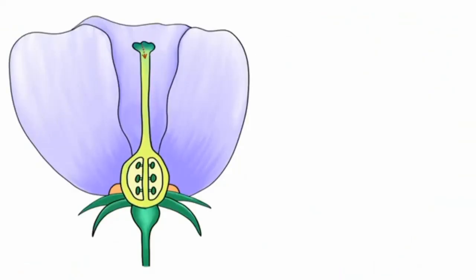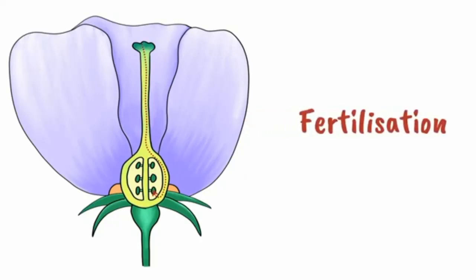The next step for reproduction in flowering plants is for the male gamete to travel to the ovule where fertilization can take place.